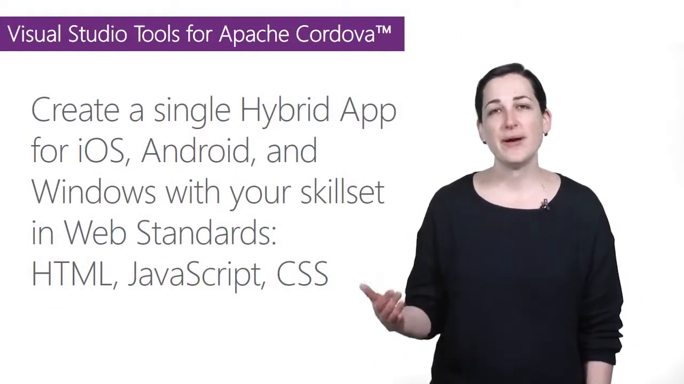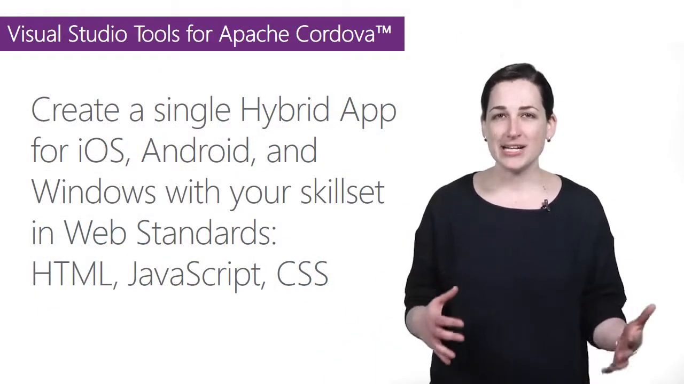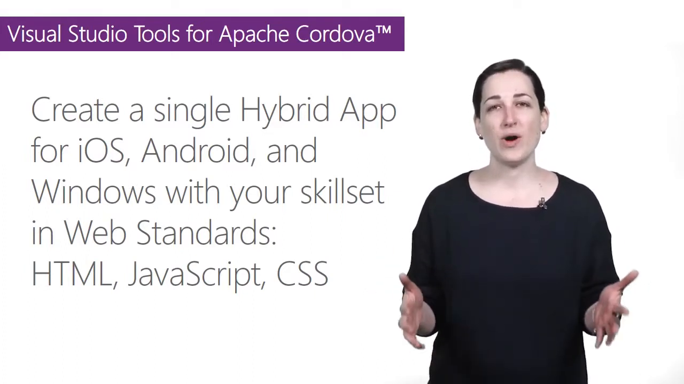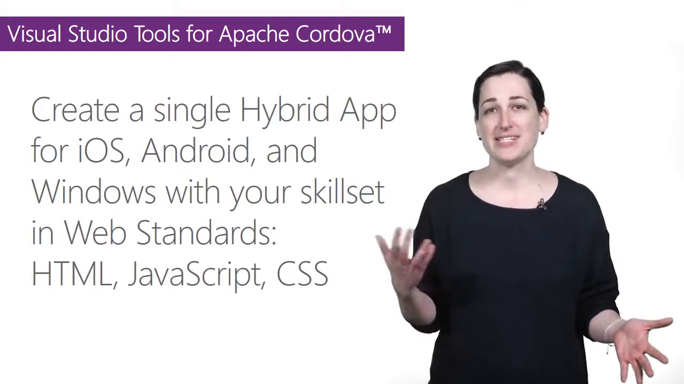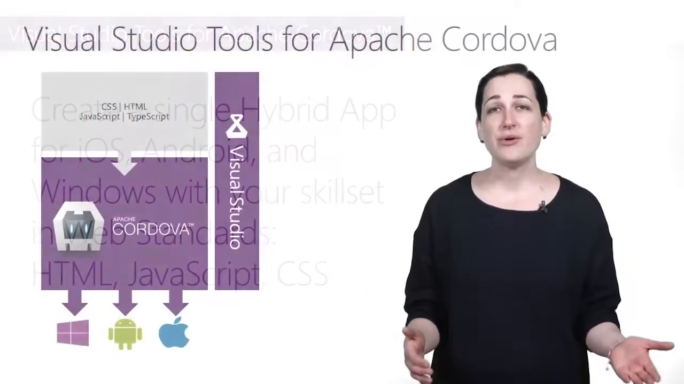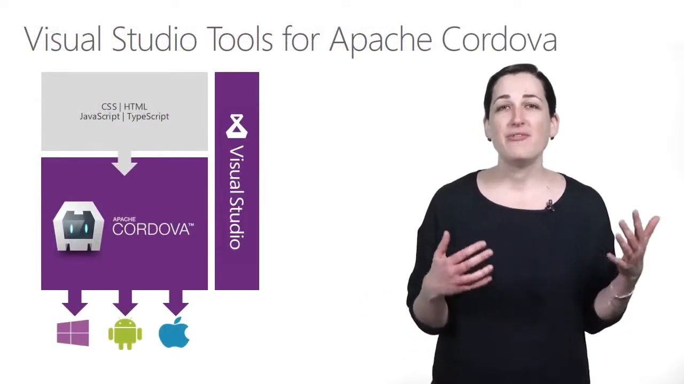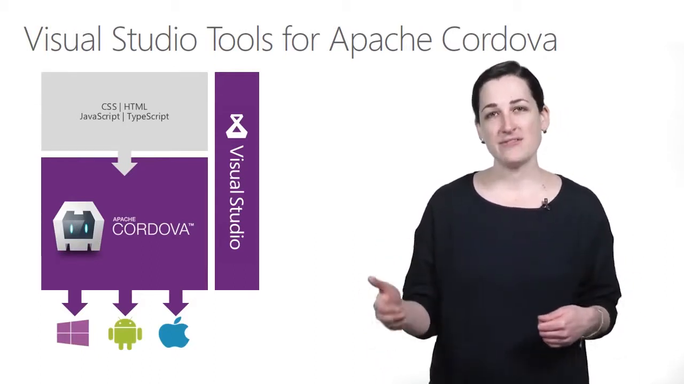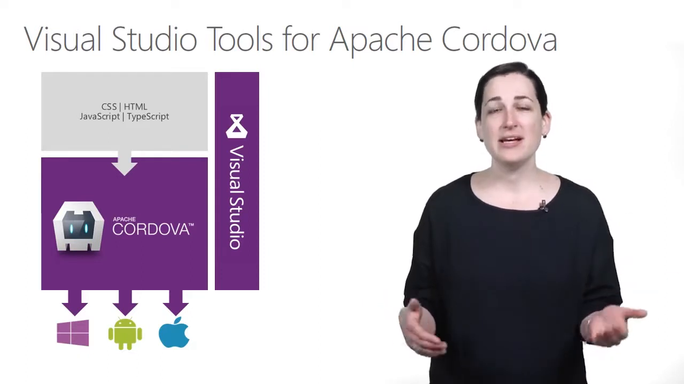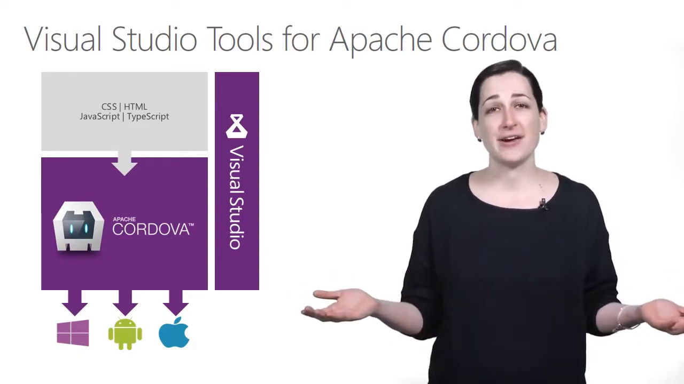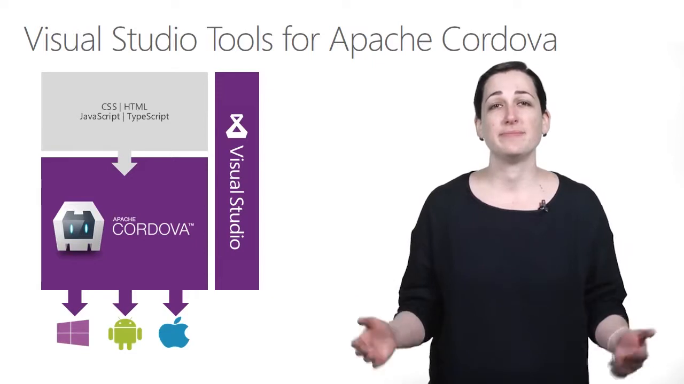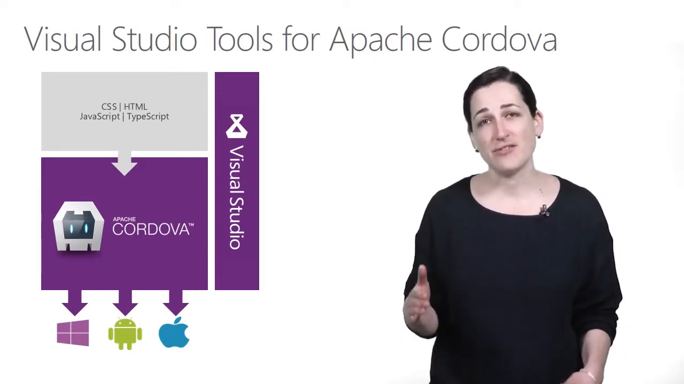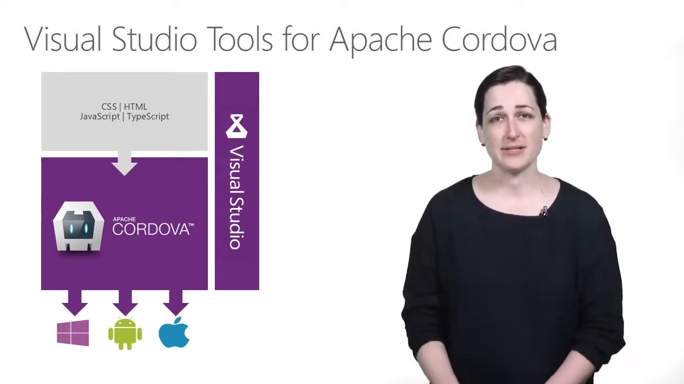Visual Studio tools for Apache Cordova allow you to create a single hybrid app for iOS, Android, and Windows with your skill set and web standards: HTML, JavaScript, CSS. Apache Cordova is an open source project that provides a set of device APIs that allow a mobile app developer to access native device functionality, such as the camera, native telephony, or even a barcode scanner from JavaScript-based APIs. It also mostly abstracts away the platform-specific packaging for each of the native mobile operating systems.